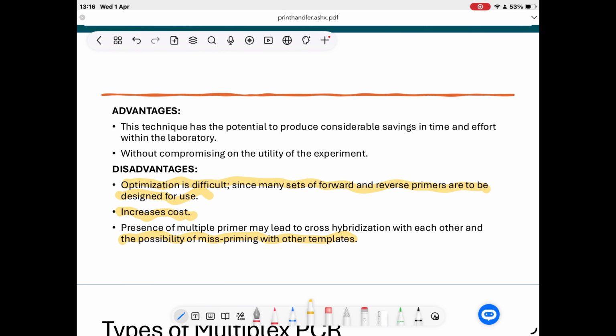The document also re-emphasizes the chemical danger here under the disadvantages. It says, presence of multiple primers may lead to cross-hybridization with each other and the possibility of mispriming with other templates. We touched on primer dimers, but mispriming with other templates suggests the primers are actually attacking the wrong genomic DNA. Yeah, they are. When you extract DNA from a clinical sample, say a buccal swab, you aren't just getting the viral DNA you are looking for, you are extracting the entire human genome, bacterial flora, and degraded cellular debris. It's a mess in there.